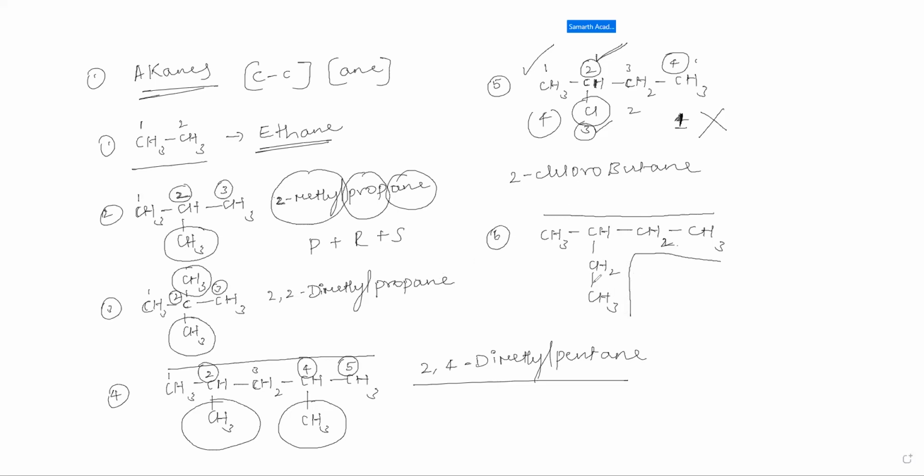So the numbering you can start from any side. So this is 1, 2, 3, 4, and 5. At that time this methyl group comes under prefix. So that is 3-methyl pentane. 3-methyl pentane is the compound name. This is about alkanes.